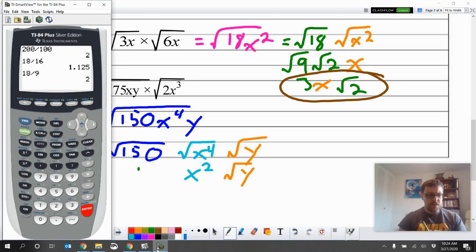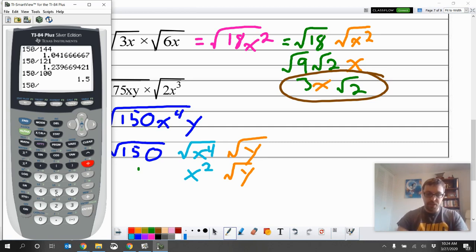I know 144 is very close. 150 divided by 12 squared, because that's really close. That doesn't work. 150 divided by 11 squared, that's 121. Does that work? No, that doesn't work. 150 divided by 100, which is 10 squared. Does that work? Oh, it's so close.